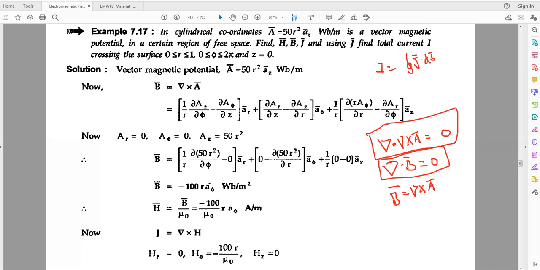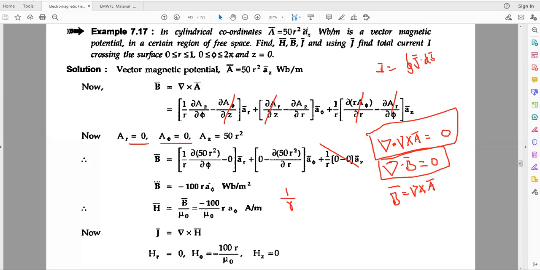There is only the AZ bar coefficient given. Both the AR and Aφ are 0. Whatever AR is 0, Aφ is also 0. The last term gets cancelled because AR and Aφ are 0 here, and this function is also 0. Only the two terms will remain, 1 by R into ∂/∂Z.